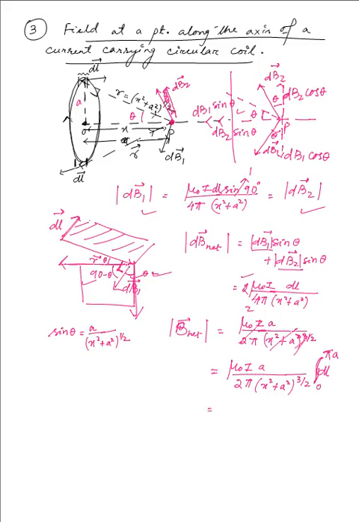So finally what we are going to end up with is mu naught I a divided by 2 pi, and we have x squared plus a squared to the power 3 by 2, and then at the top we will have a pi a out of that integration. The pi's can get cancelled out. We end up with mu naught I a squared divided by 2 times x squared plus a squared to the power 3 by 2.